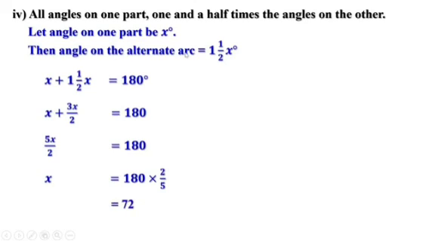Then angle on the alternate arc or angle on the other part is 1 and half into 72. That means 72 plus half of 72. Half of 72 is 36. 72 plus 36 is 108 degree. Then the angles are 72 degree and 108 degree. Therefore, the central angles will be 144 degree and 216 degree. So, let us draw a circle and take an angle of 144 degree at the center.